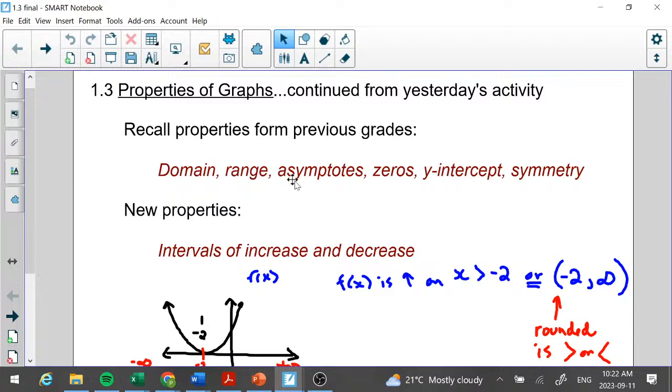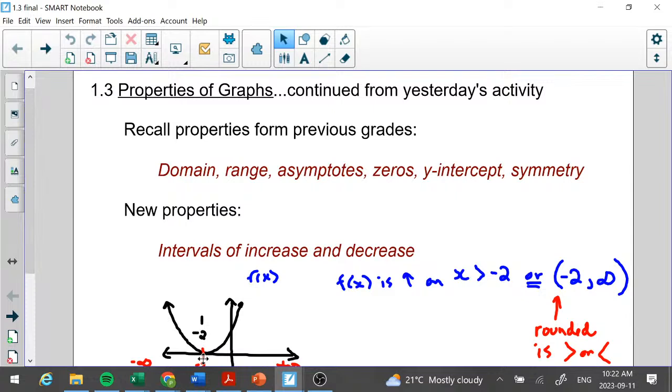So we've talked about domain, we've talked about zeros, y-intercept, symmetry. Some of the new properties: does the curve increase or decrease? And you might say yes, you might say maybe. When would it be maybe? Well, look at that parabola that's on the screen. Does it increase? Always?